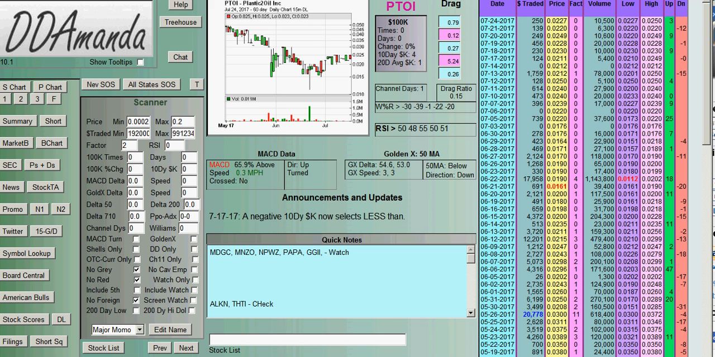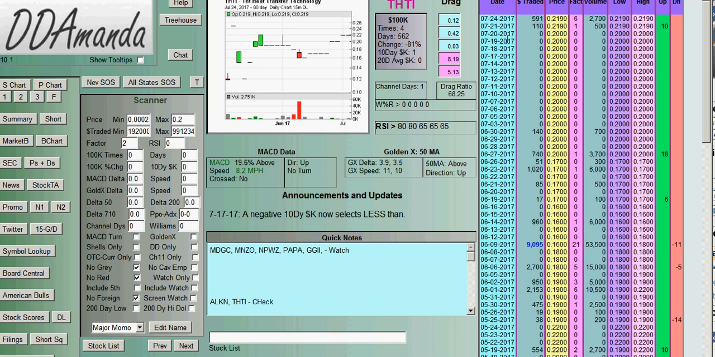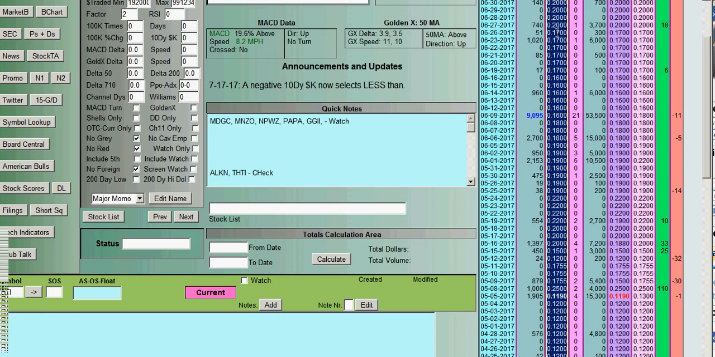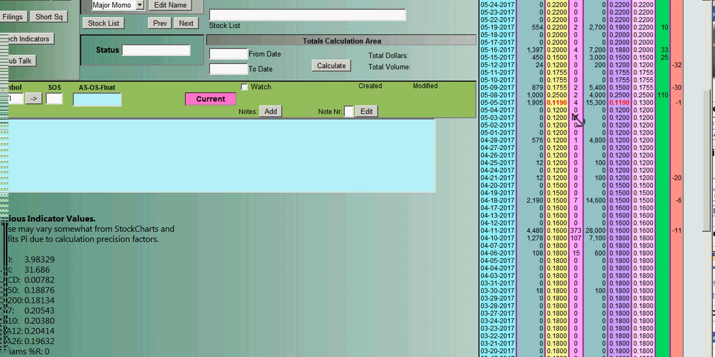Okay, this is THTI, and they're trading at 21 cents, roughly. The most they've ever traded in the last 200 days was $9,000, on June 9th. The lowest it's been is 11 cents. The highest it's been in 200 days is 28 cents, 27.80.